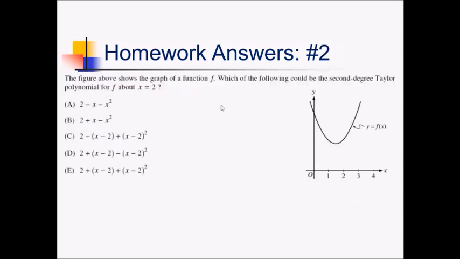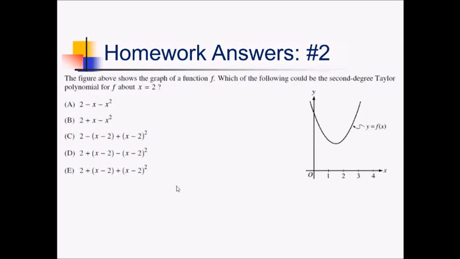On this problem, we have a figure with a graph of some function, and they want to know which of the following could be the second degree Taylor polynomial for our function about x equals 2. So could be is the key word. There is no way to conclusively prove that any of these actually is the second degree polynomial. It's just process of elimination on this one.